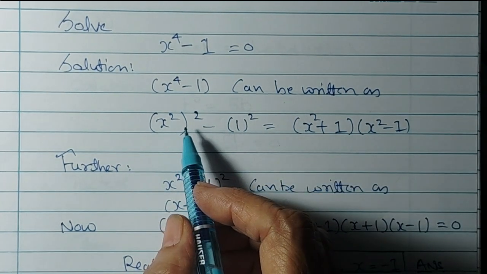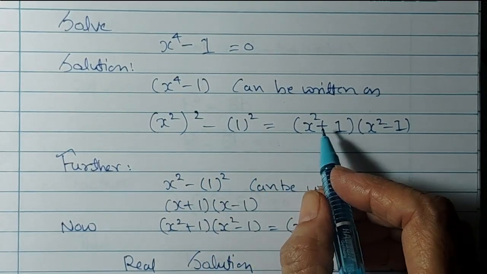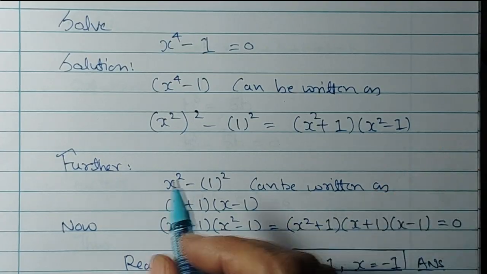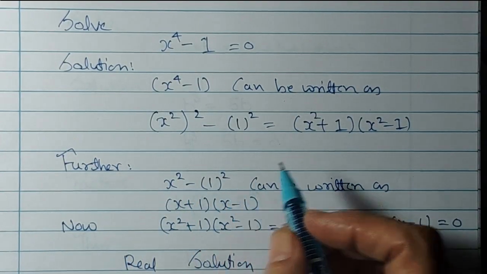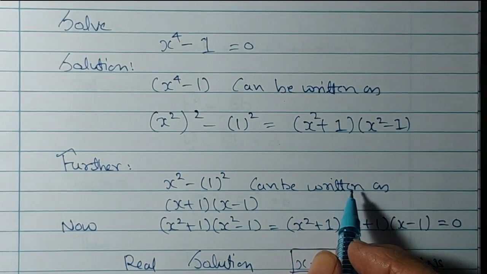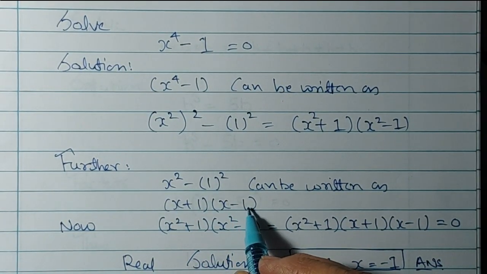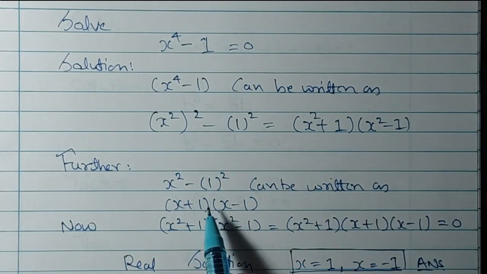By the identity a square minus b square, we can write this term as (x square plus 1) into (x square minus 1). Further, x square minus 1 square, this term can be written as (x plus 1) into (x minus 1), by the same identity a square minus b square.